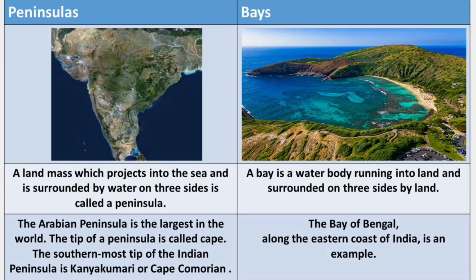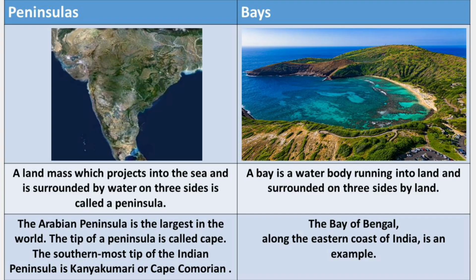Next, let's discuss the differentiation of peninsulas and bays. A landmass which projects into the sea and is surrounded by water on three sides is called a peninsula. A bay is a water body running into land and surrounded on three sides by land. The Arabian Peninsula is the largest in the world. The tip of a peninsula is called Cape.